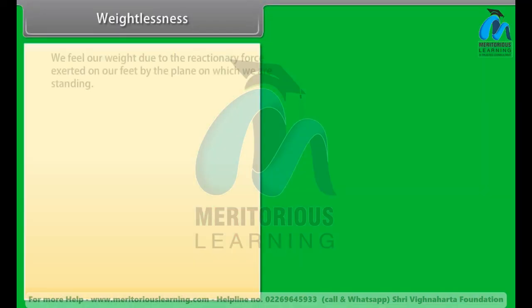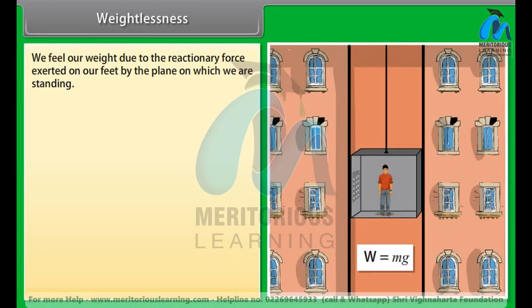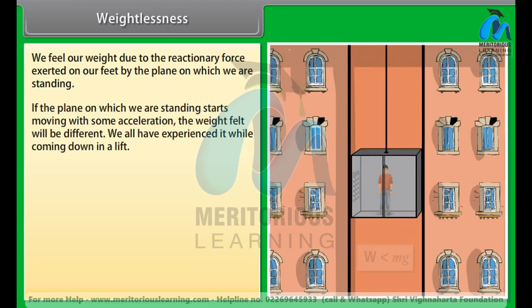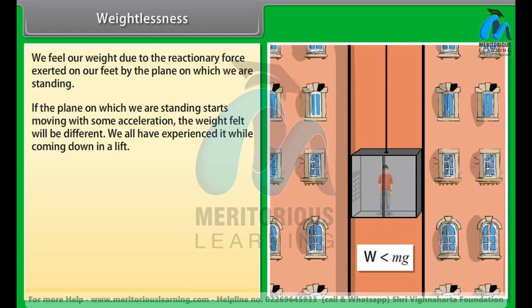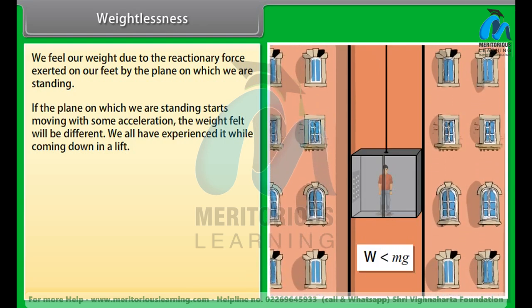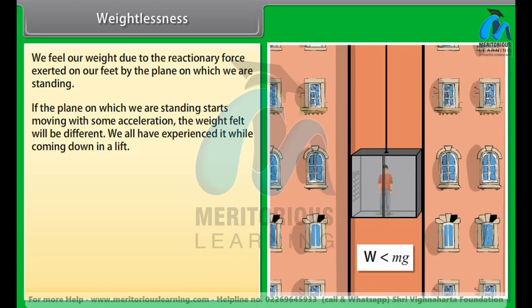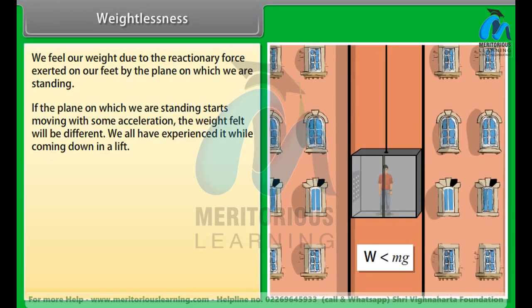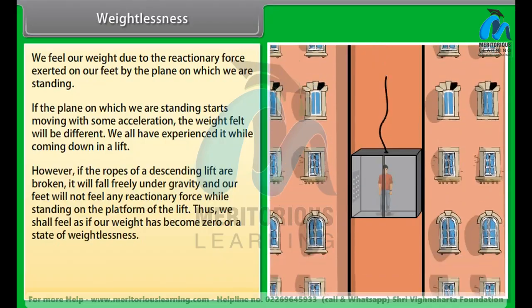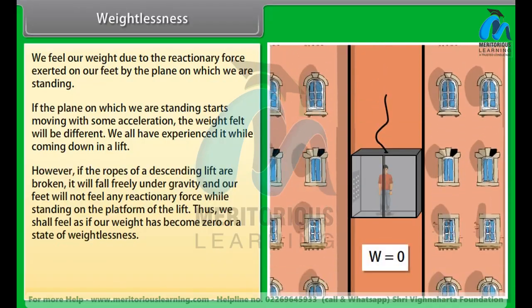Weightlessness. We feel our weight due to the reactionary force exerted on our feet by the plane on which we are standing. If the plane on which we are standing starts moving with some acceleration, the weight felt will be different. We all have experienced it while coming down in a lift. However, if the ropes of a descending lift are broken, it will fall freely under gravity and our feet will not feel any reactionary force while standing on the platform of the lift.